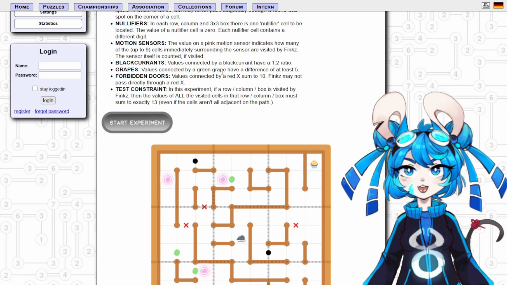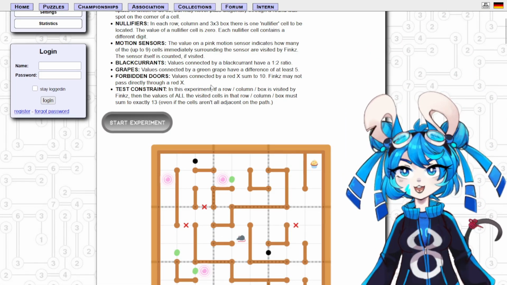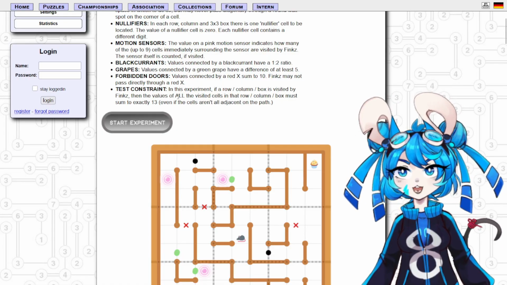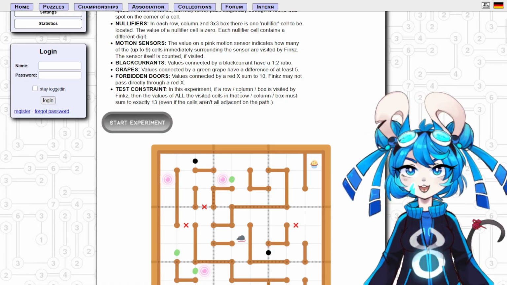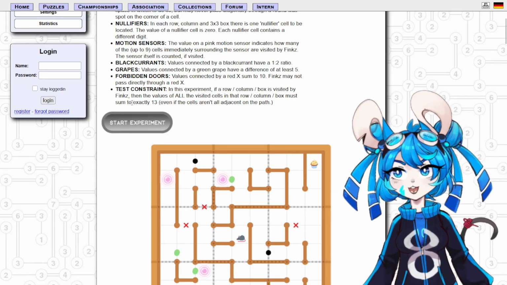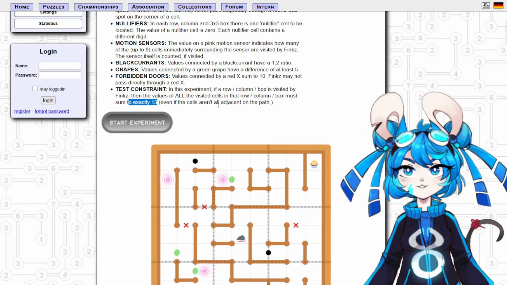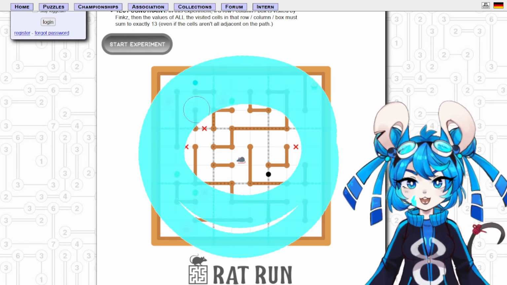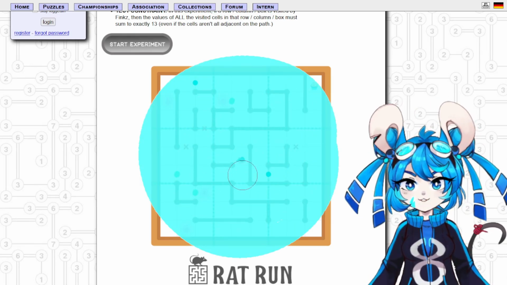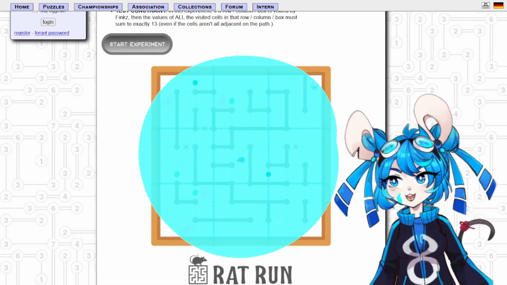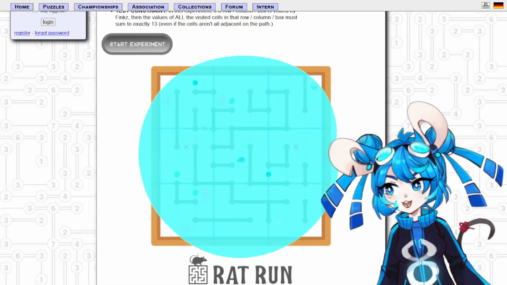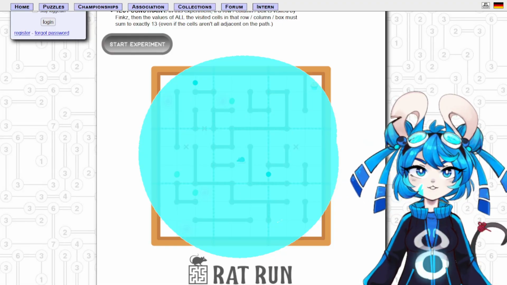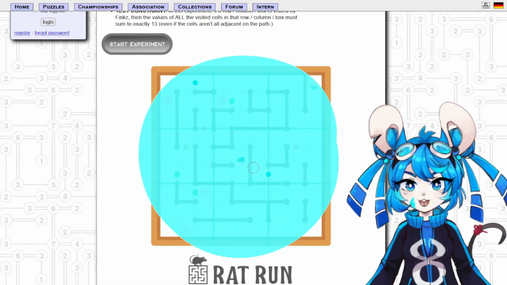Test constraint. In this experiment, if a row or column or box is visited by Finks, then the values of all of the visited cells in that row or column or box must sum to exactly 13, even if the cells aren't all adjacent on the path. So since 13 is the magic number in this puzzle, as the title suggests, Triskaidekaphilia means love of the number 13, as opposed to Triskaidekaphobia, which is fear of that number.